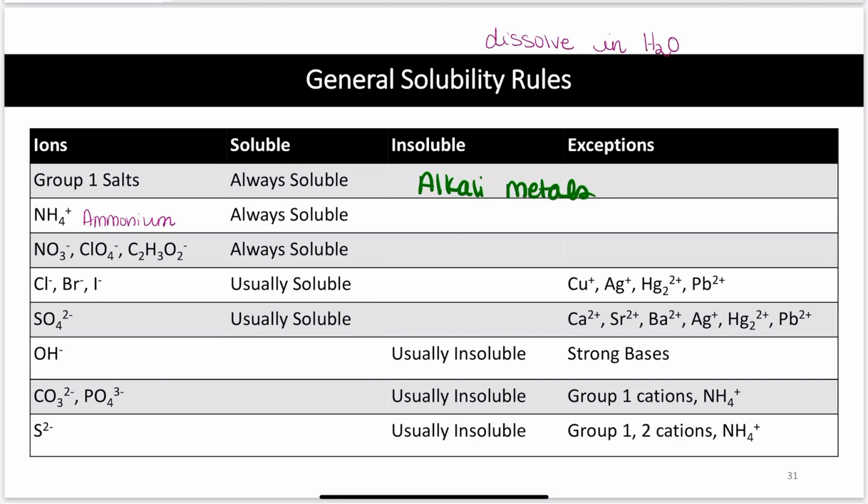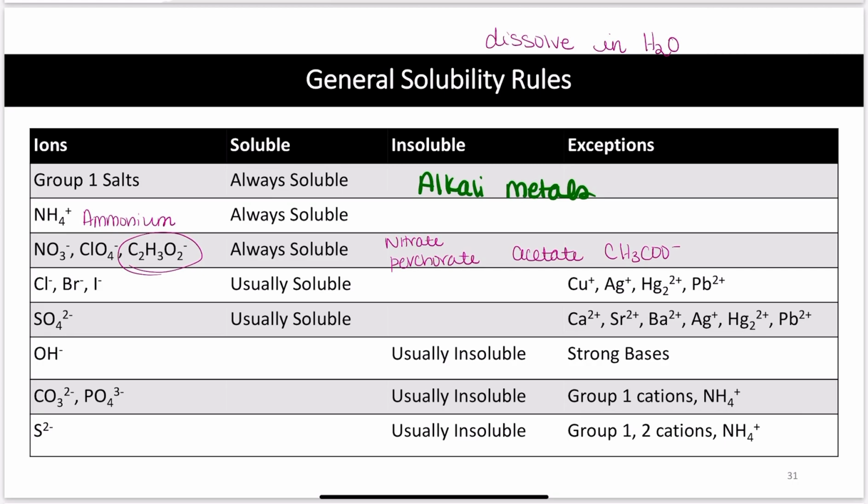Nitrate, perchlorate, and acetate. Your book more often writes acetate differently. You're going to see me write it as CH3COO-. I try to write it both ways. When I write it on the board, I'm going to write it like this. I try to write it like the book does because I know that's what your book uses, but again, I'm not good at it and I don't think about it. Always soluble. I don't care what they're paired up with, they're soluble.